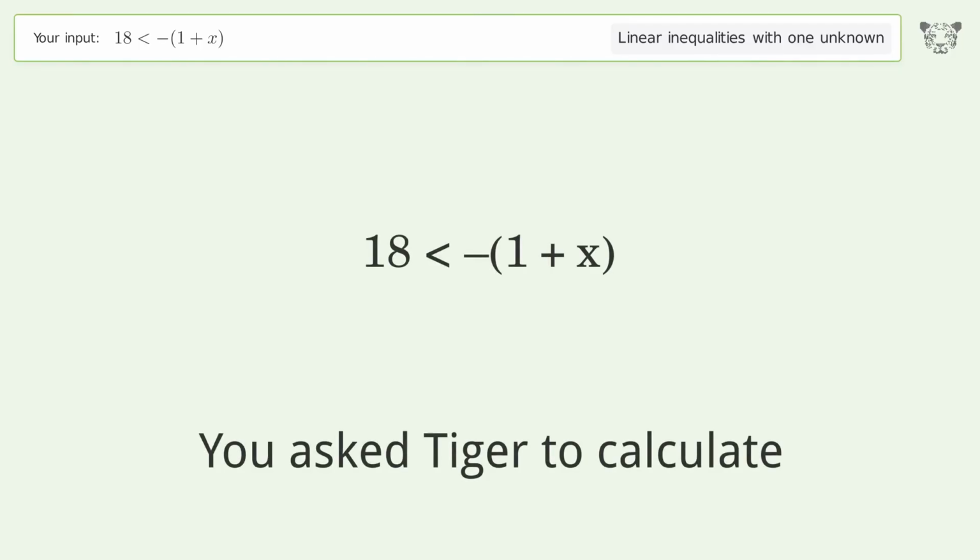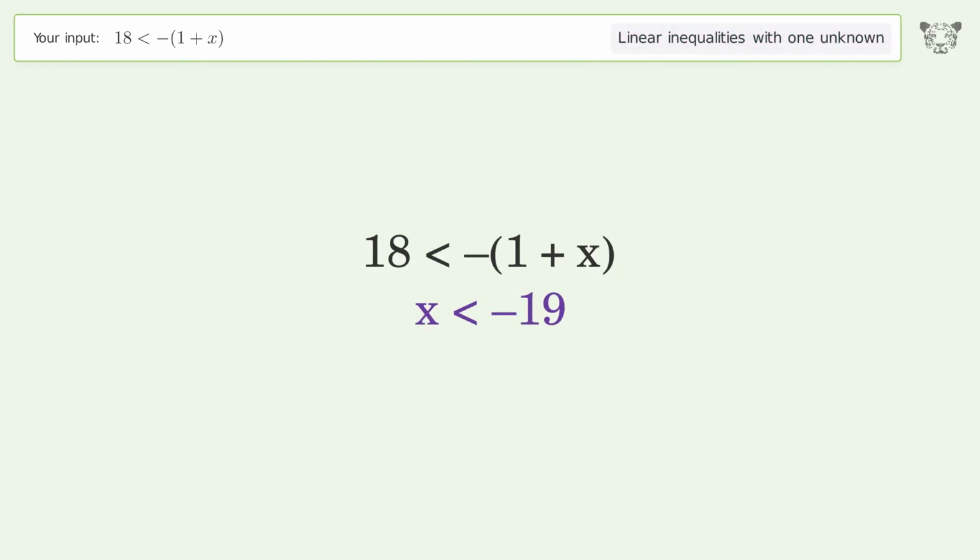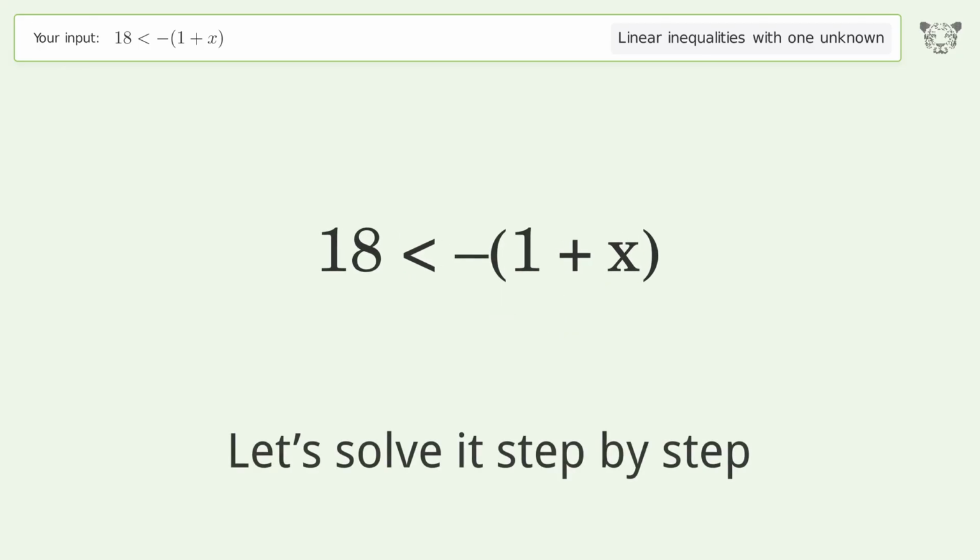You ask Tiger to calculate. This deals with linear inequalities with one unknown. The final result is x smaller than -19. Let's solve it step by step.